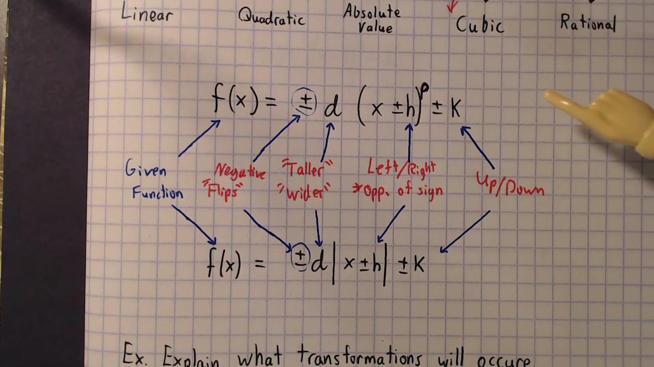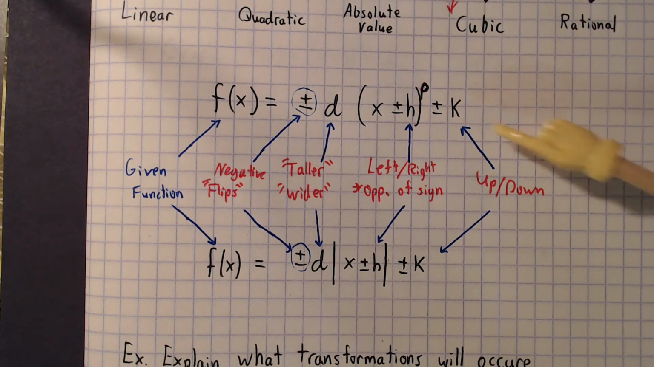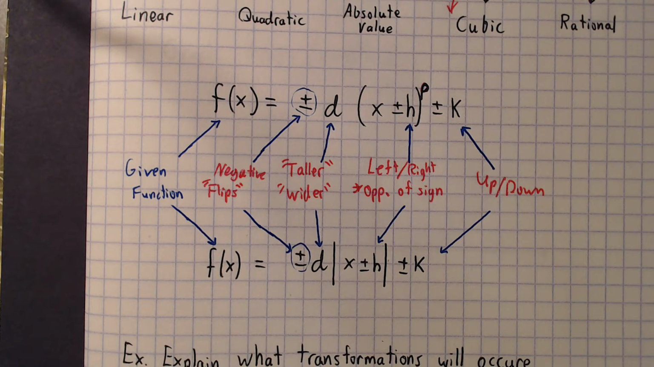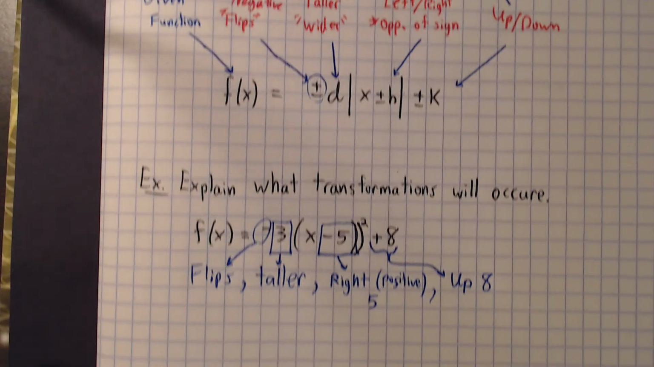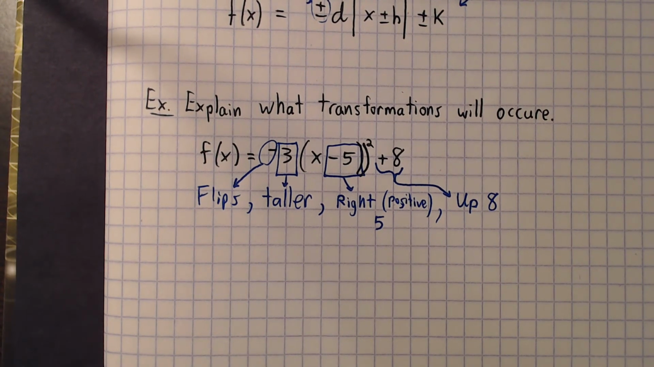Then you have what we're adding or subtracting outside the function, which would move us either up or down, but we're going to follow the sign. So if we're adding 1, we would move up 1 unit. If we were subtracting, we'd move down. So let's take a look at what a function would move to, where it would move to.